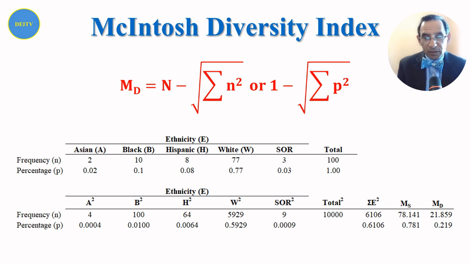Again, the sum of the frequency squared, that is the distance of similarity. It is also represented in the second part of the formula as the square root of the sum of the probability percentages squared. That's also the measure of distance. So when you subtract 1 from the measure of distance, if you're using frequencies, that's 21.859. If you're using percentages, that's 0.219. And again, that's the diversity score.